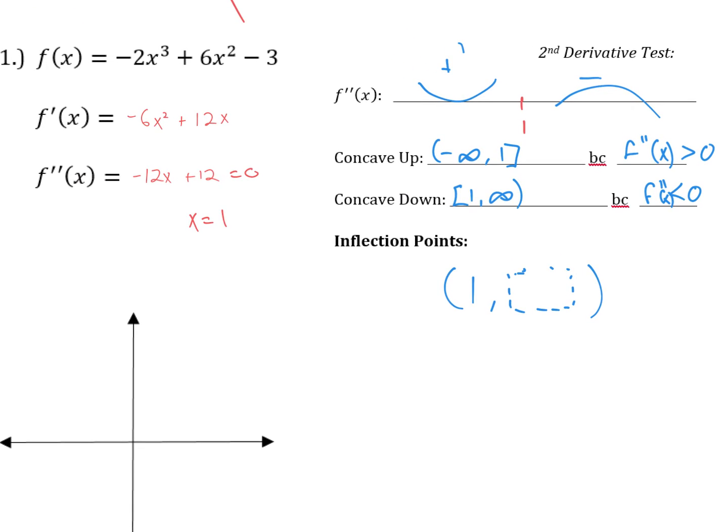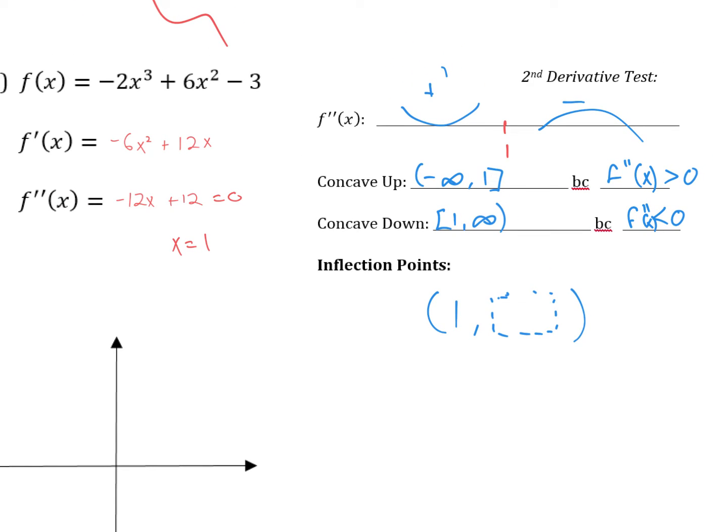Well, to figure that out, let's just take our original function, and we're going to plug in 1 for x. So this would be negative 2 times 1 cubed, that's just negative 2. Plus 6 times 1 squared, that's just 6. Negative 2 plus 6 minus 3. Negative 2 plus 6 is 4, minus 3, I get 1. So we have an inflection point at (1, 1).